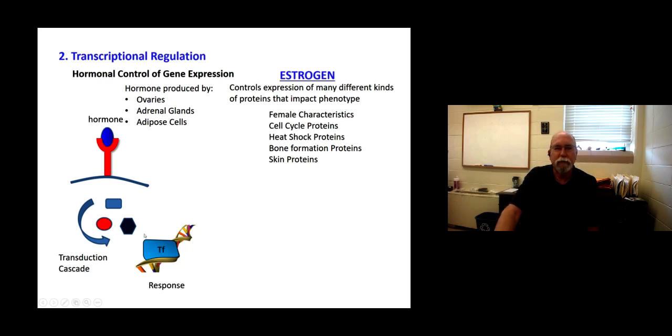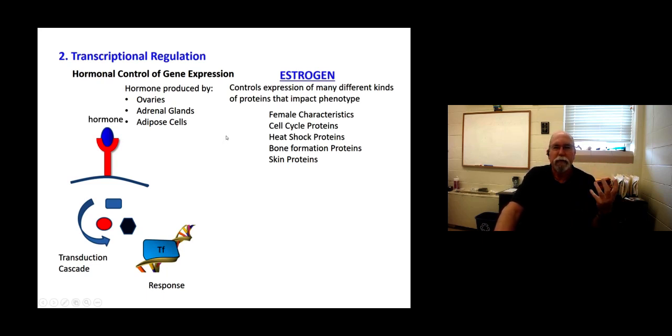Okay. Now, where these transcription factors and receptors are depends on what tissue type you're talking about. Estrogen does have an effect on things like neural cells. So neural cells have receptors for estrogen. Skin cells have receptors for estrogen.